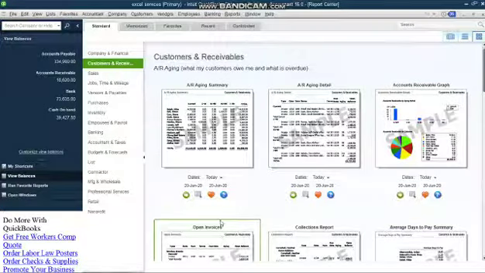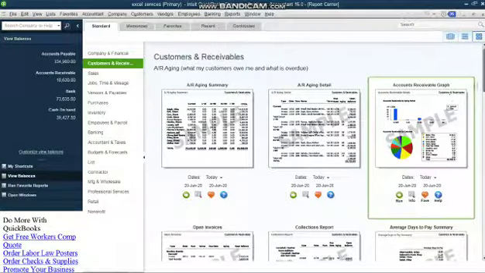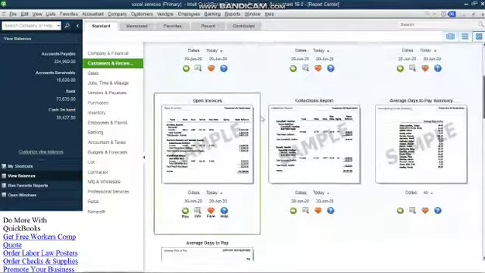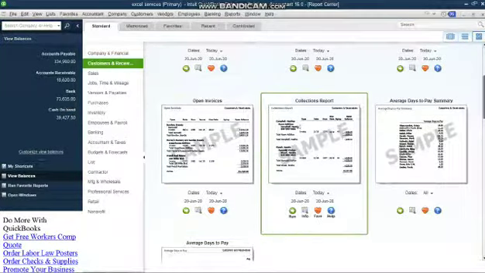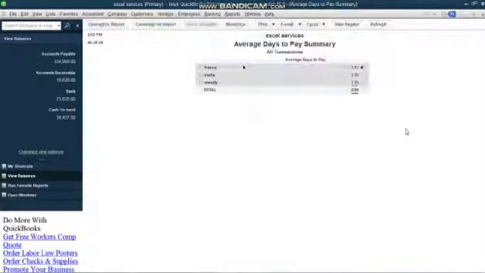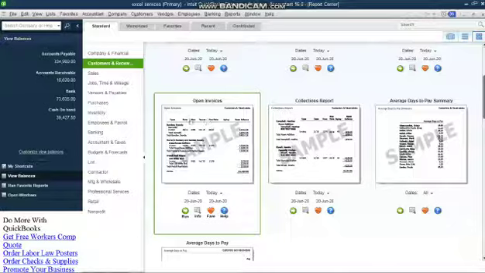So in this part, we have the opening invoices report that shows you the percentage of your invoice that is open. The collection report shows you the amount of money you have collected from each of your customers, and the average days to pay. It shows you the period it takes for your client to pay you. Zero means they pay early. All this means you have a lot of reports here.